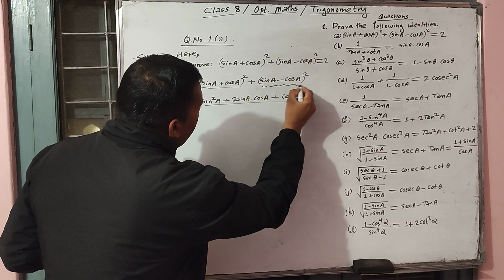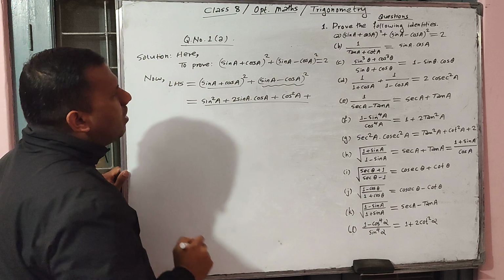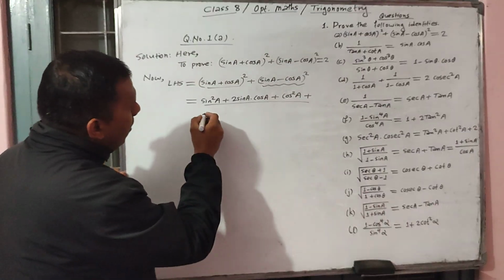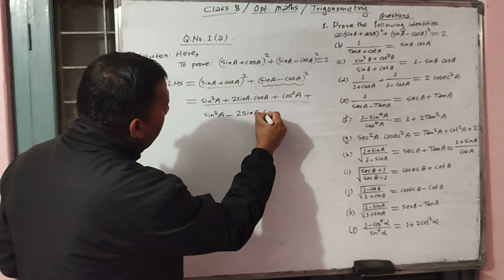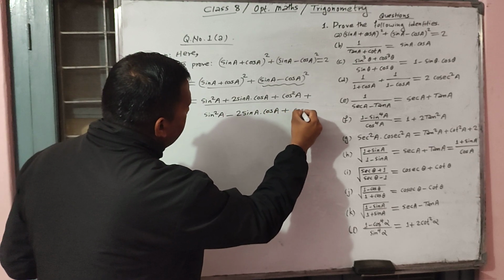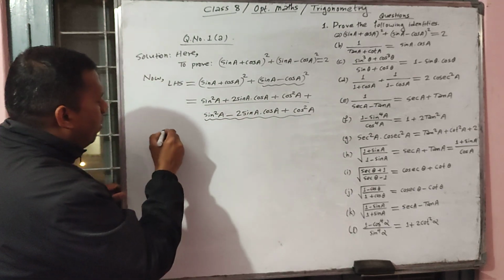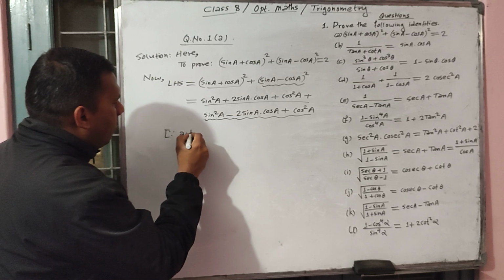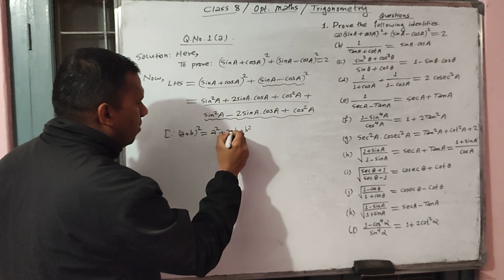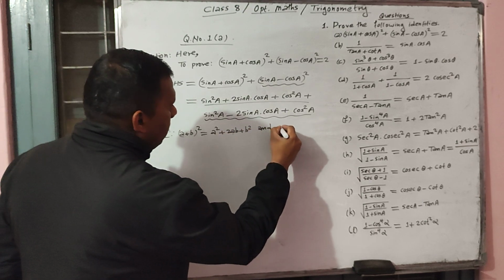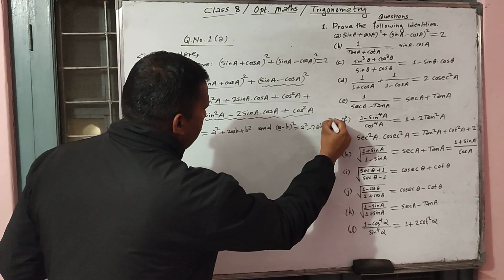similarly, this second part is in the form of A minus B whole square. So, using the formula of A minus B whole square, A square minus 2AB plus B square, we can write sin square A minus 2 sin A cos A plus cos square A. Here, we use the formula of A plus B whole square equal to A square plus 2AB plus B square and A minus B whole square equal to A square minus 2AB plus B square.